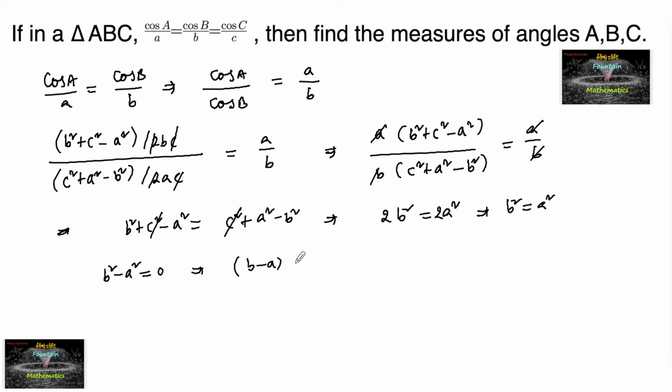Either b minus a equals 0 or b plus a equals 0. Since a and b are positive, a plus b cannot be equal to 0, therefore we can consider b is equal to a.